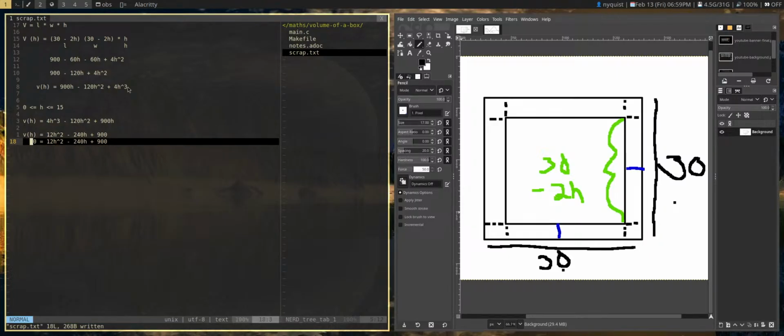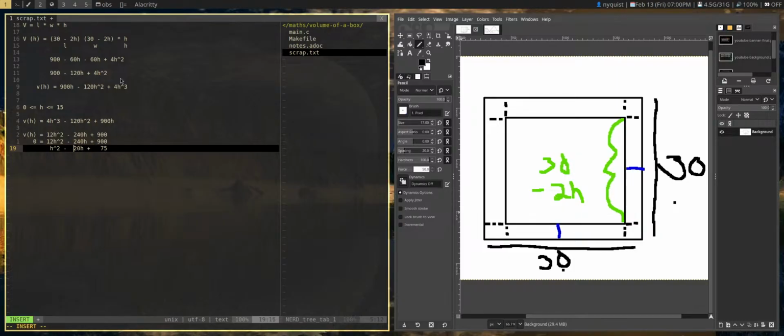Now we're going to solve for this, and we can see all these numbers are divisible by 12. If I divide this by 12, it'd be h to the power of 2, and then 240 divided by 12 is 20, I'm sorry, so minus 20h, then 900 divided by 12. The book already tells me, because I'm looking at the book. But yeah, 900 divided by 12 is 75.